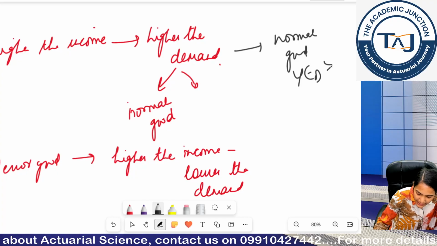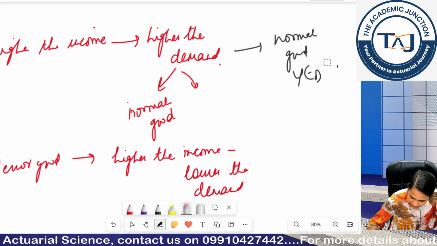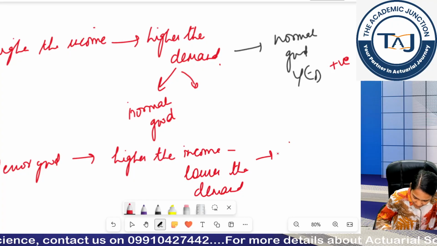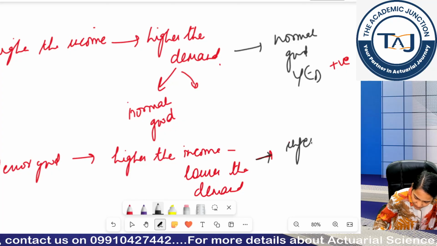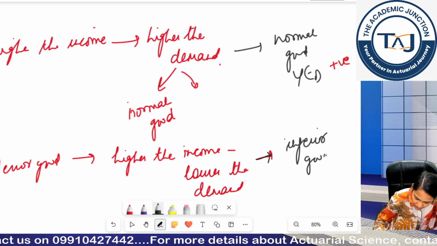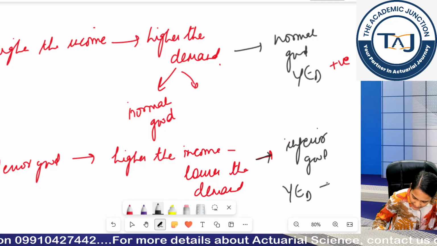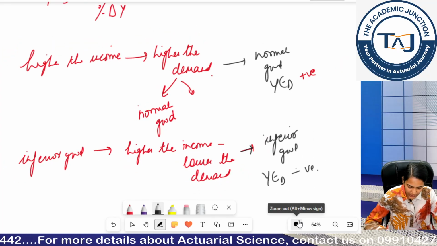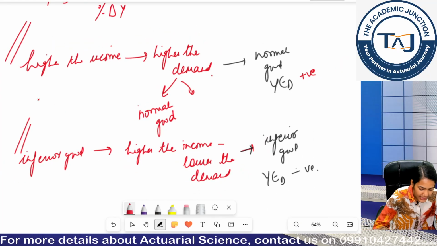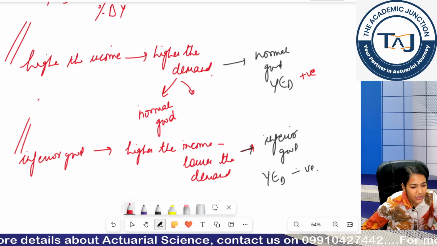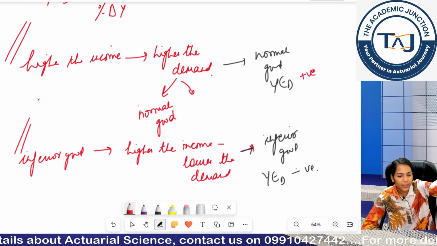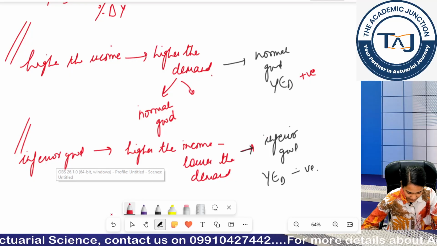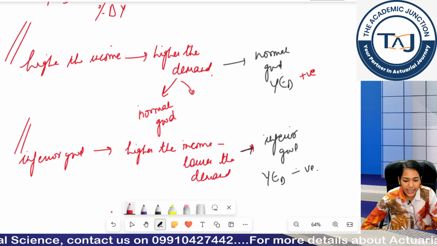So I can conclude that for normal good, my YED is greater than 1, that is positive, and for my inferior good, my YED is negative. So this is one of the major differences in income elasticity. There was no such difference in price elasticity of supply or price elasticity of demand, but here I have that. Clear, guys?